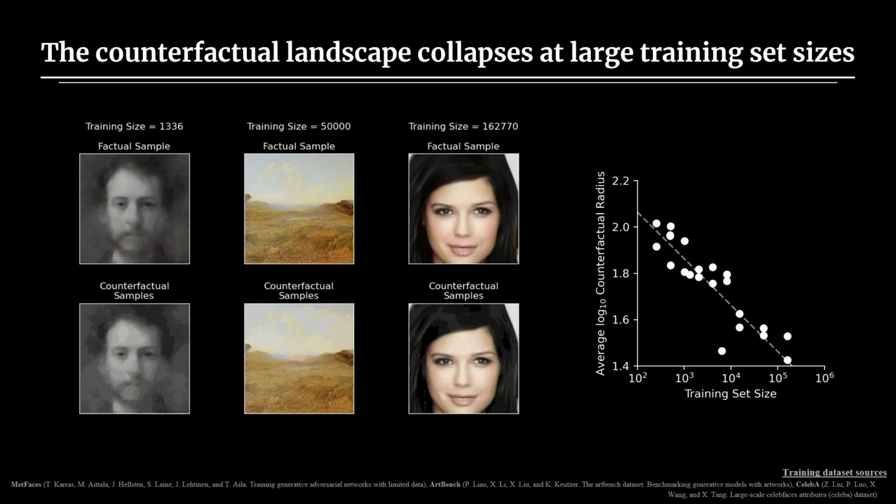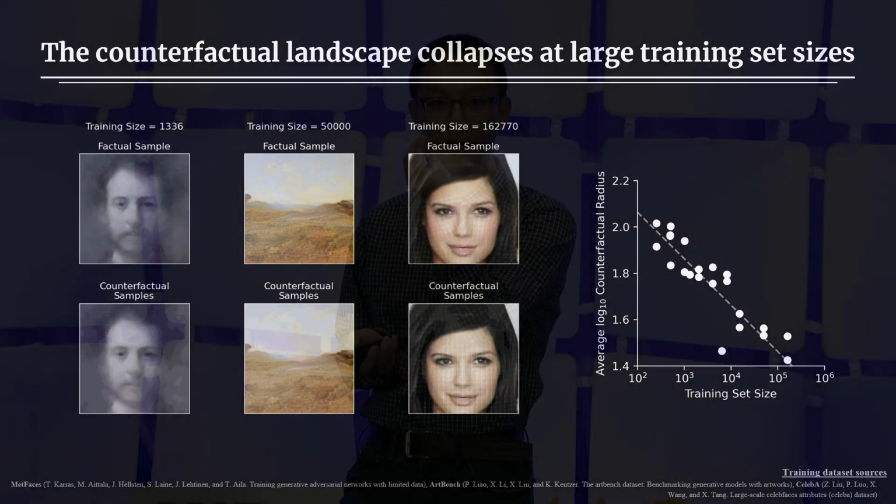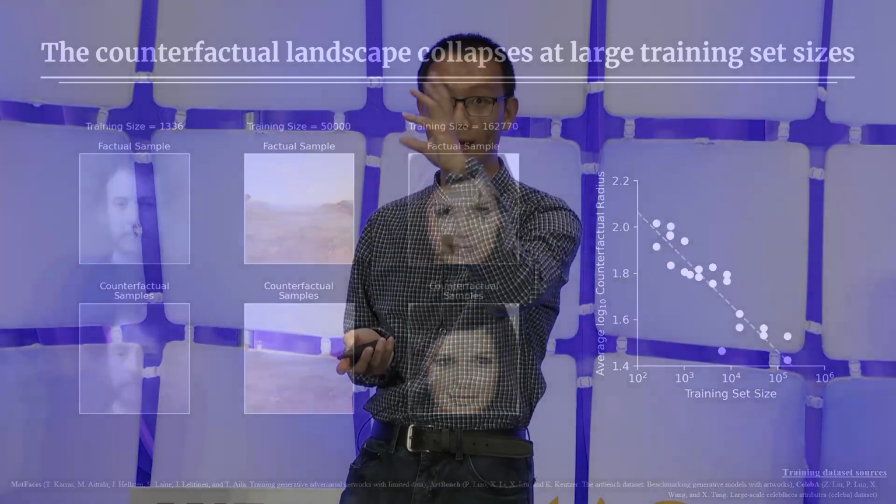And so the way I like to visualize this is, you have the factual sample here in the middle, and you have these counterfactuals dotted around it. And as your training set size gets larger and larger, this landscape begins to collapse in towards the factual sample in the middle here. And by the time you get to training set sizes that are 100,000, 200,000, 1 million, the entire counterfactual landscape is contained in this tiny volume that surrounds the factual sample.